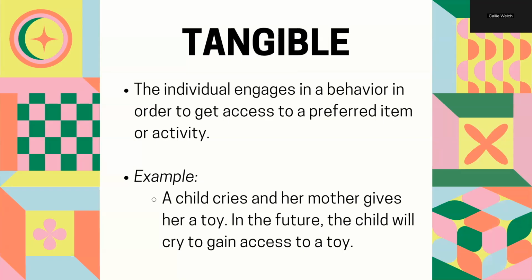So you see a pattern here with all of these that these behaviors have been reinforced at some point in time. So because the child cried, their parent gave them a toy, they are going to cry again in the future to get another toy. That's just how behavior works. Behavior happens because of the way that we reinforce it, and the things that people gain from it.